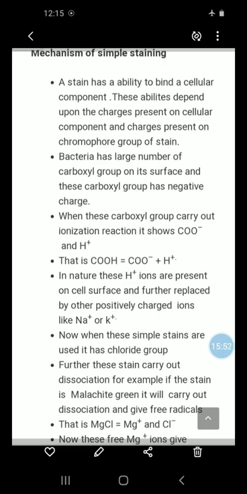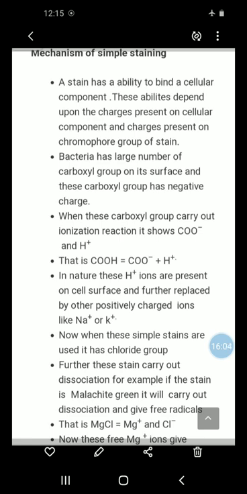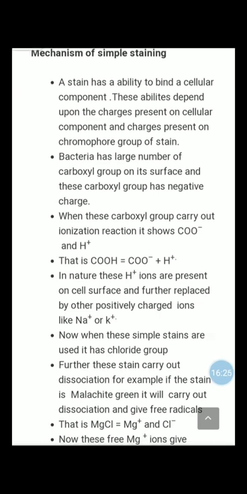Then the bacteria have a large number of carboxyl groups on their surface, and this carboxylic group carries a negative charge. When this carboxylic group carries out ionization, it shows the reaction COO minus plus H plus. Then in nature, the H plus ions are also present on the cell surface and are further replaced by other positively charged ions, like Na plus or K plus.